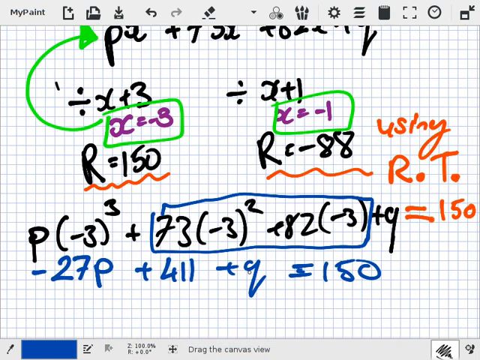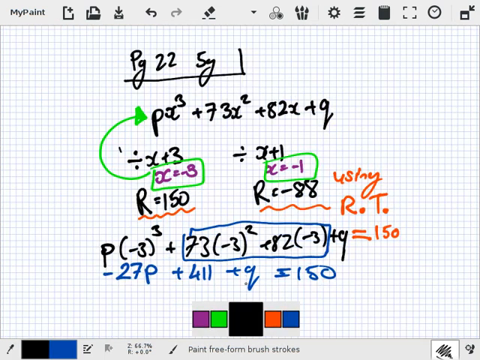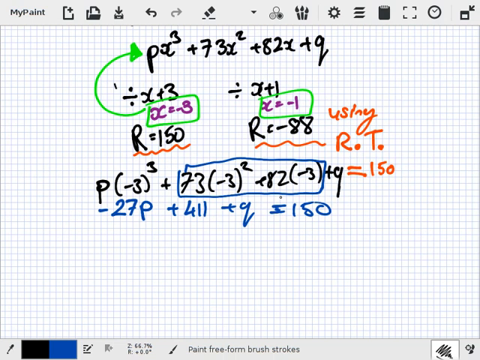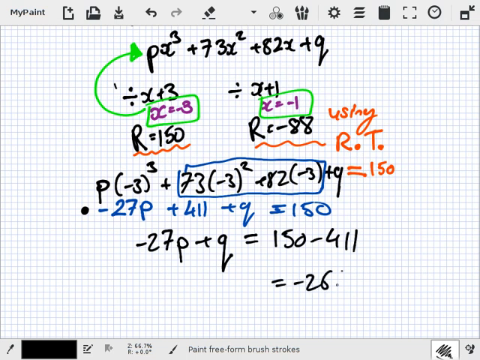What will I do next now? Do the same for x equals minus 1. Maybe just before I do that, is there anything I can clean up here? Minus 27 becomes plus 27. I could change the sign. I'm going to leave the p and the q on the left. So tell me what I need to move here. 150 minus... yeah, that's it. So what is that now? Minus 261.